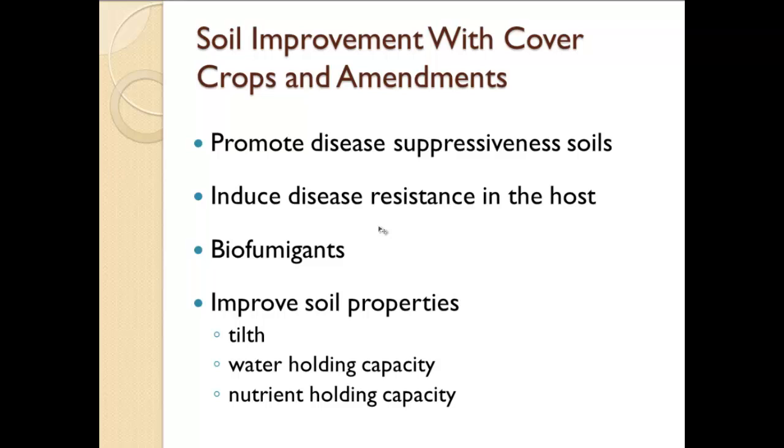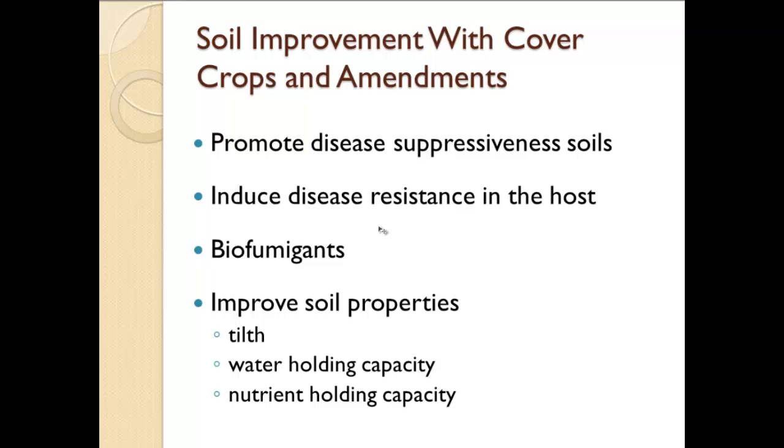One of the things that cover crops can do is to promote something that we call disease suppressiveness in the soil. And this is really a biological condition where we don't understand it very well, but if we add organic matter to a soil, if we add nutrients to a soil, that stimulates the growth of bacteria and fungi in that soil. And that can do several things. One, it can be antagonistic towards the pathogens. I mean, the fungi and bacteria can actually attack the plant pathogens directly. Or they can actually induce disease resistance in the host.